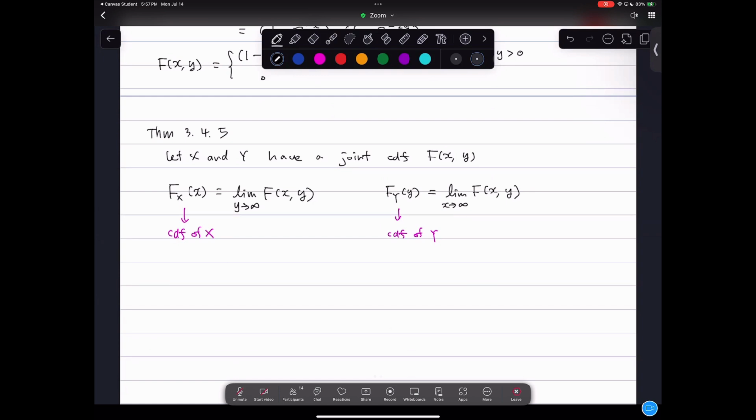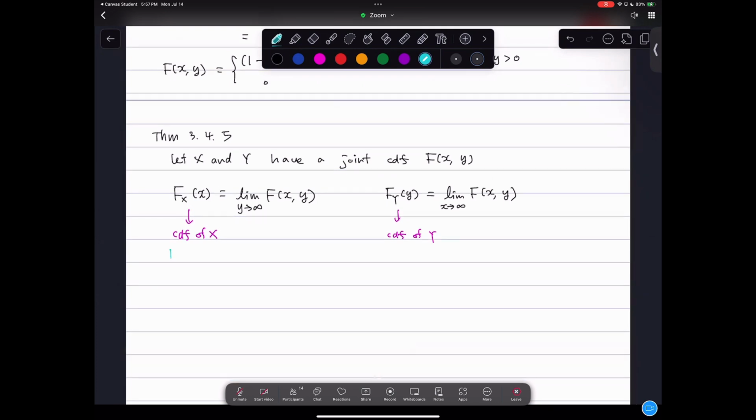So that is F of x and F of y. We are going to be calling this, and you will see in the next section, the marginal CDF of x. So x alone. Same goes with this. We call this the marginal CDF of y. So y alone. So that's the marginal.